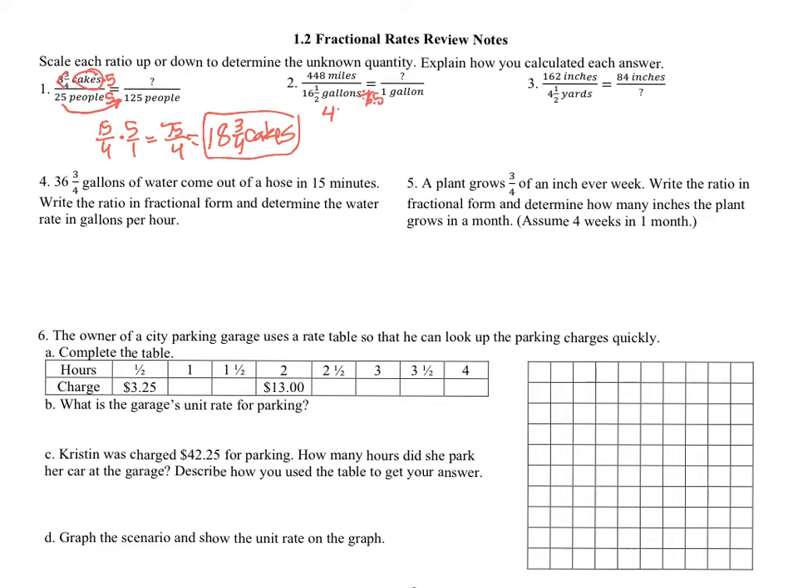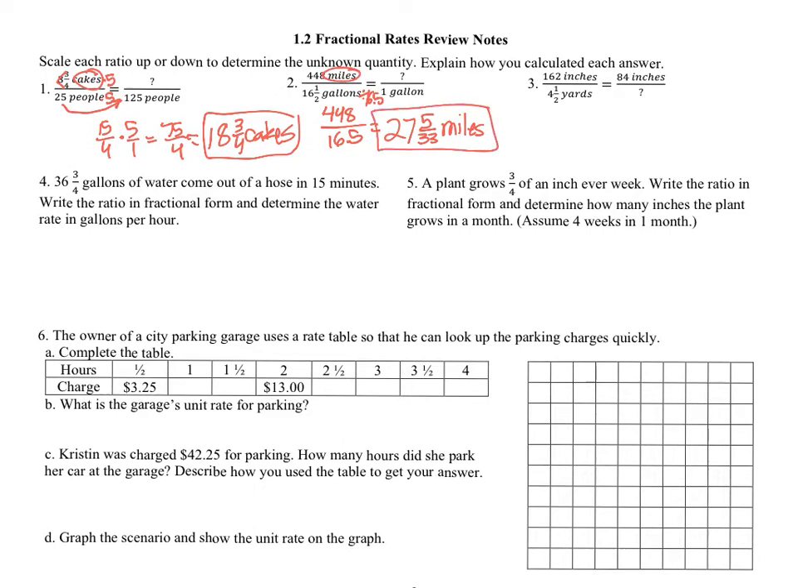So it's really 448 divided by 16.5. So when we divide that, that equals 27 5/33 miles. Again, we still need to use the same unit as on top.